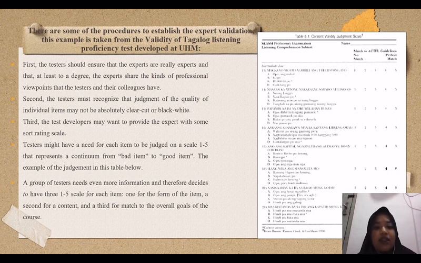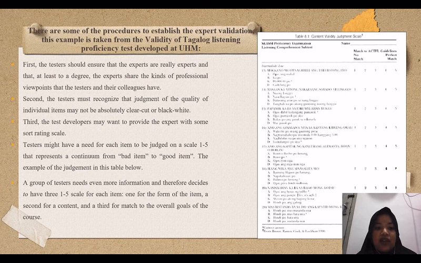The third, the test developers may want to provide the experts with some short rating scale. Testers might have each item judged on a scale of 1 to 5 that represents a continuum from bad item to good item. The example of the judgment is in the table below. This is the example of the table that we can use in the expert validity.